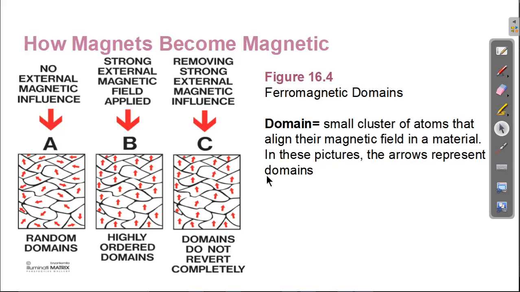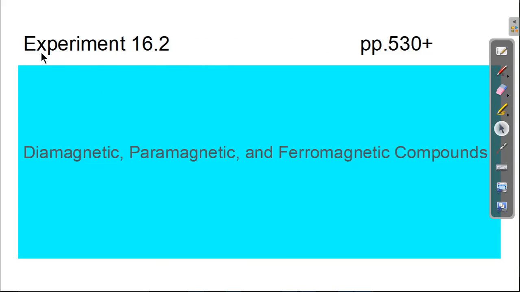Now, if you remove this magnetic field, which might be another magnet or an electromagnet that you apply to it, and it continues pointing more or less in the same direction, you have created a permanent magnet. The domains continue pointing in the same direction. Domains do not reverse completely. That is a permanent magnet. Okay, there you go. You're going to be playing with these in Experiment 16.2. If you have the materials at home, you're going to be playing with it.